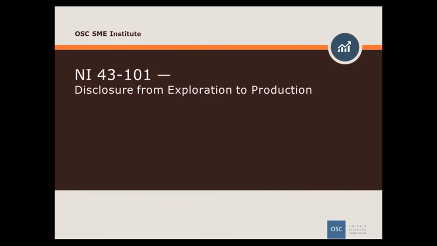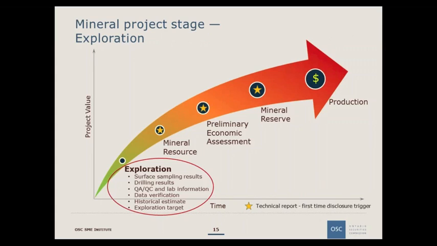Look at the next section, which is NI 43-101 disclosure through the various stages of development of a mineral project, from exploration to production. So here's the framework that we'll be using to talk about disclosure requirements. There's the x-axis, which is increasing time, and the y-axis, which is increasing project value, moving along five development stages. We'll start off with exploration, mineral resource, preliminary economic assessment, mineral reserves, which are based on a pre-feasibility study, and production. The stars represent technical report triggers based on first-time disclosure of three of the main milestones that we'll talk about later: the mineral resource, the PEA (preliminary economic assessment), and mineral reserves.